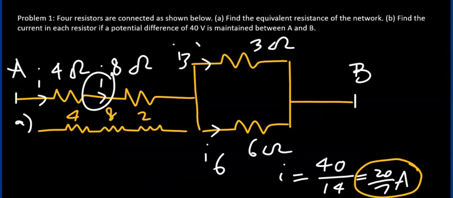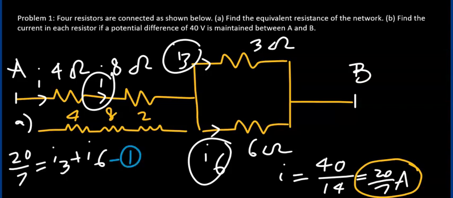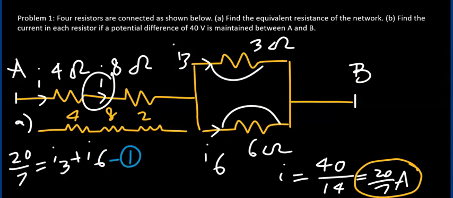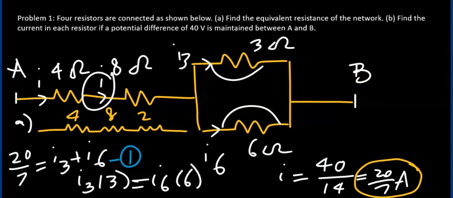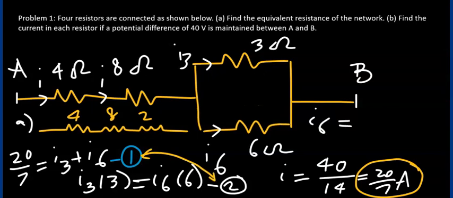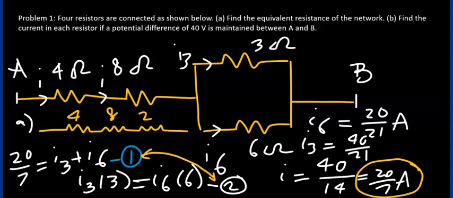Note, this I must be the same as I3 plus I6. So that's equation 1. Potential difference across that and that must be the same. So I3 times 3 equals I6 times 6. So that is equation 2. Simultaneously solving these two equations for I3 and I6, we have the following. I6 being 20 over 21 ampere, and I3 is 40 over 21 ampere. Note that these two sum up to that, and that solves the problem.